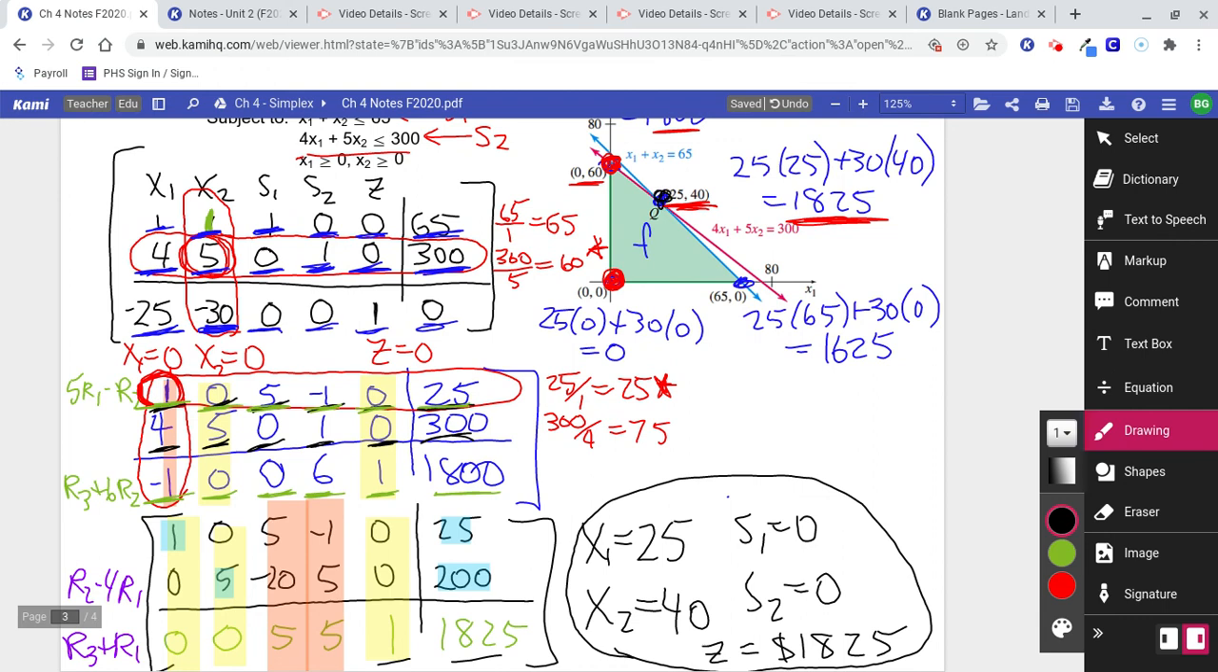This point was 25, 40, and the max profit was 1825. That's what we've got. It's the same exact problem. You're getting the same exact answer. It's just without graphing. Okay, was graphing easier? Well, sure. But that's because the problem only had 2 variables and the problem was easier. Okay, but simplex method is going to be more versatile because we can expand it to 3, 4, and more dimensions. Whew.